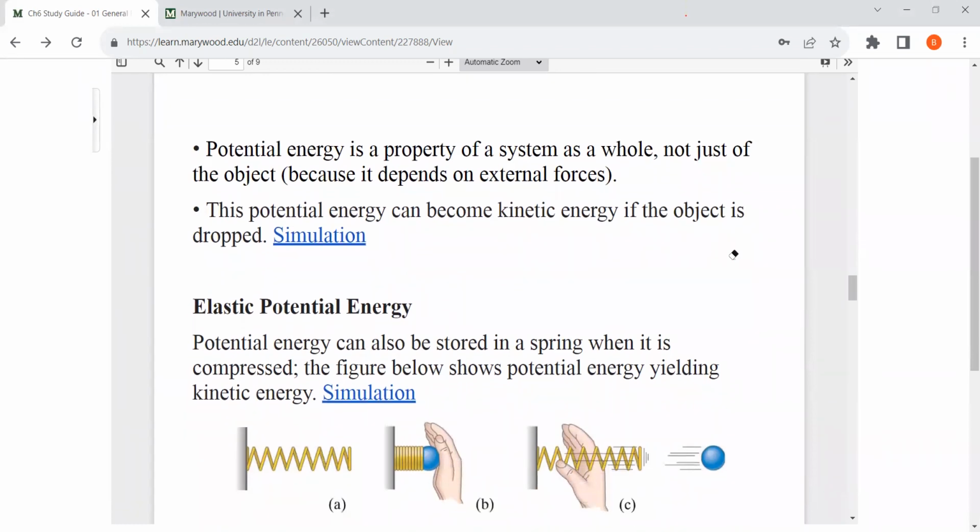All right, so before we move to the next one, the elastic potential energy, let me briefly talk about these two bullet points. These two bullet points say that potential energy is the property of a system as a whole, not just the object. Now here when we talk about the system, for example, in the brick problem, the brick is the system.